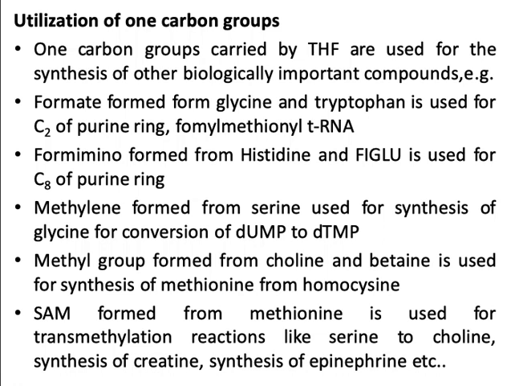The formimino group formed from histidine, FIGLU, is used for synthesis of C8 of the purine ring. Methylene formed from serine is used for synthesis of glycine, and for conversion of dUMP to dTMP. The methyl group formed from choline and betaine is used for synthesis of methionine from homocysteine. SAM formed from methionine is used for transmethylation reactions like phosphatidylethanolamine to choline, synthesis of creatine, synthesis of epinephrine, etc.